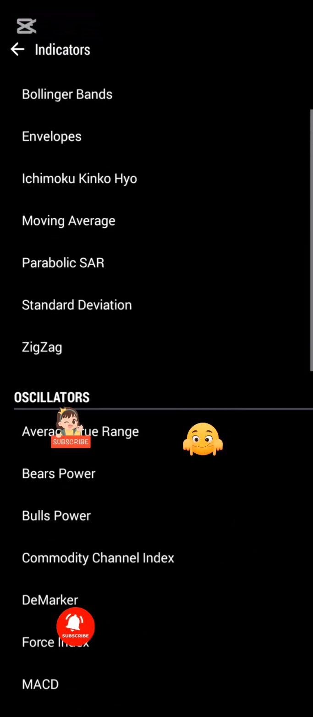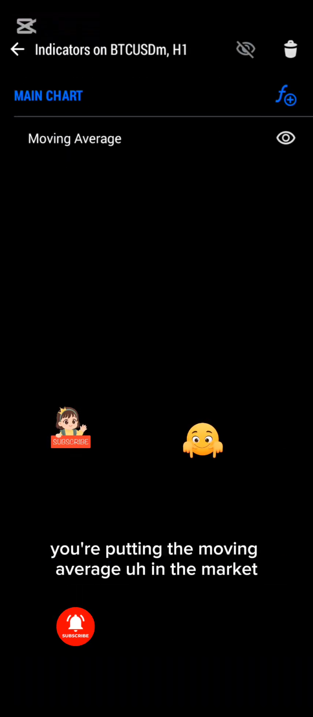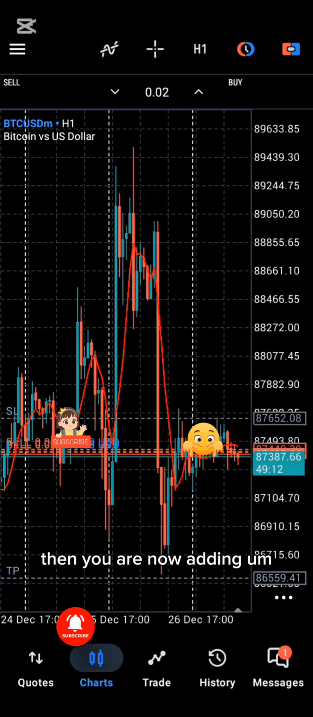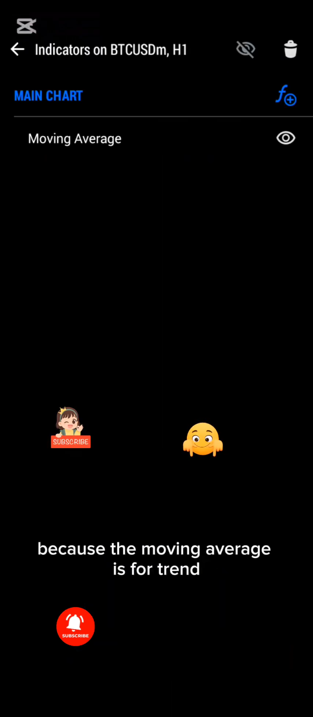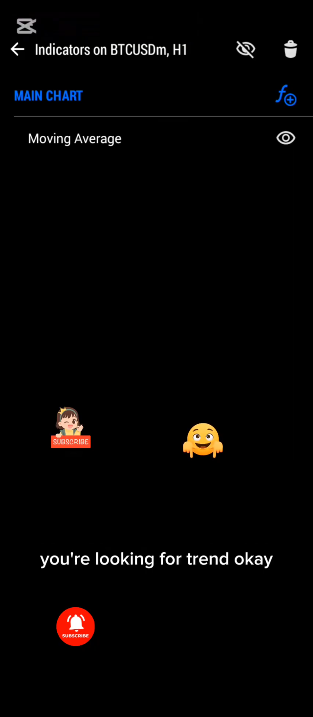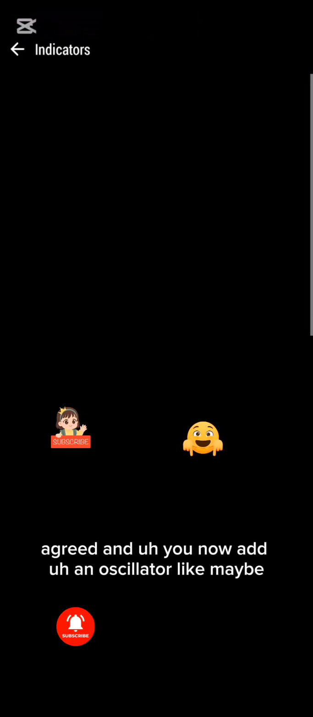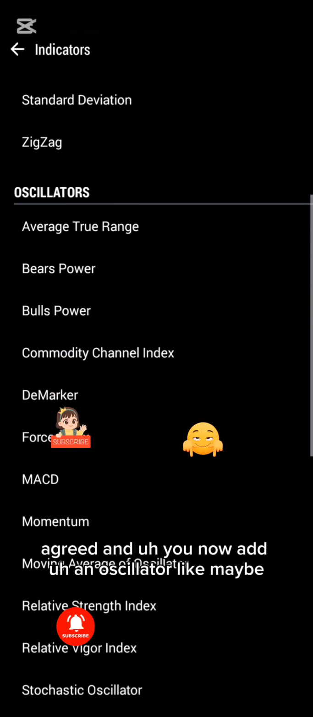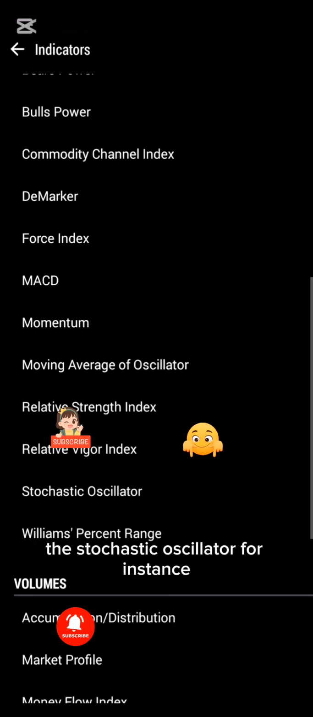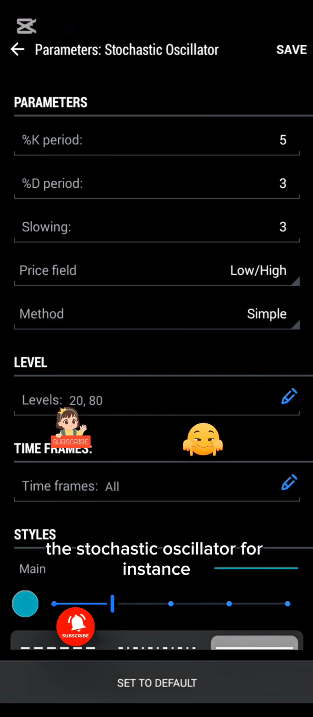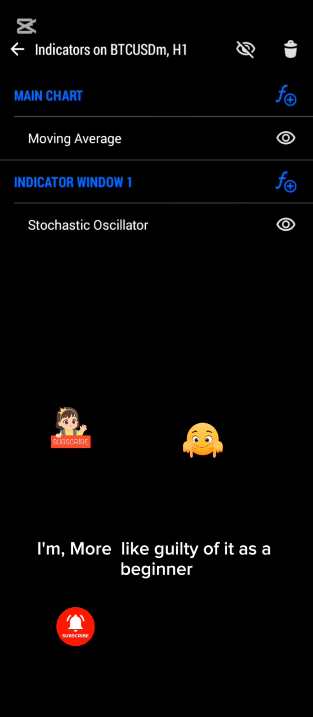For instance, we are putting the moving average in the market, then you add one more oscillator, because the moving average is for trend. You are looking for trend. Okay, agreed. And you now add an oscillator like maybe the stochastic oscillator, for instance, which I used to do. I'm guilty of it as a beginner.